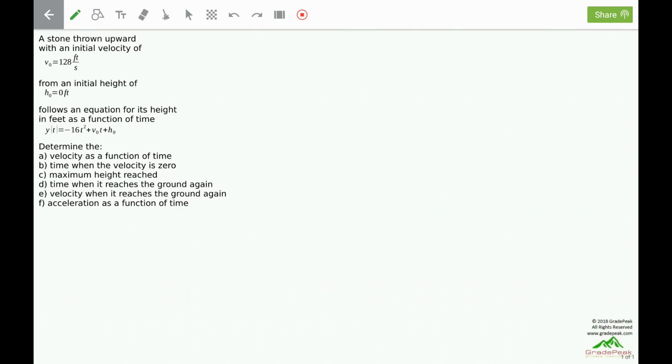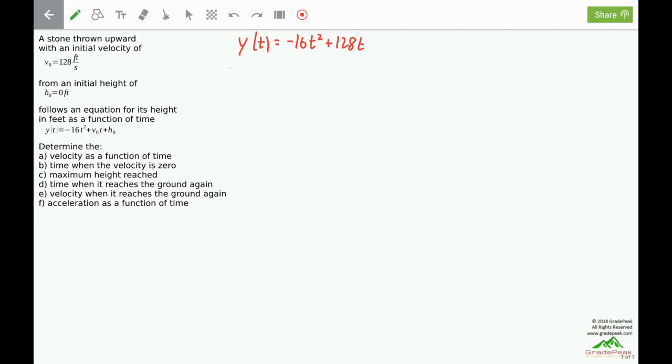So our position function of time, the height in feet as a function of time, is negative 16t squared plus v naught, which is 128, times t, plus h naught, which is 0.